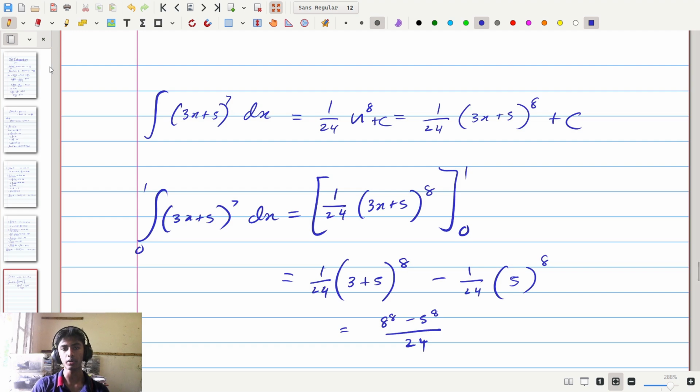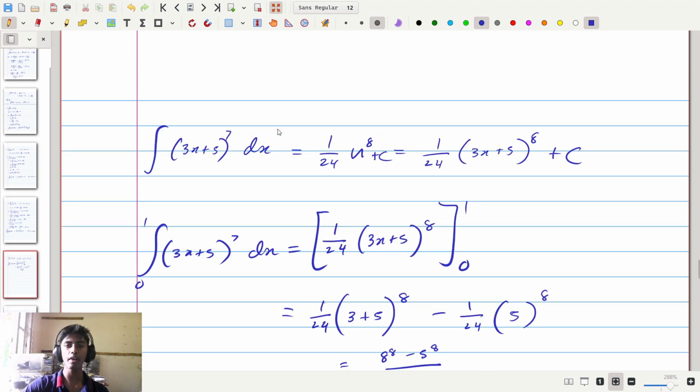However, you'll notice, if instead of finding the value of x and substituting it here, we found the value of u, which is 3x plus 5, at the upper limit and the lower limit, and then substituted, we would get the same answer.